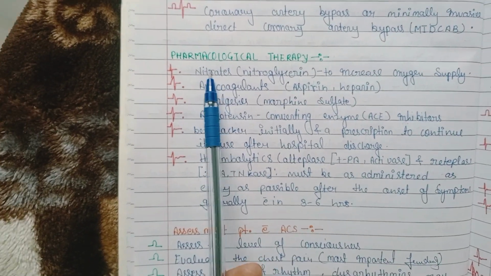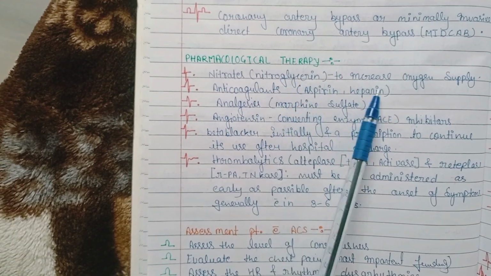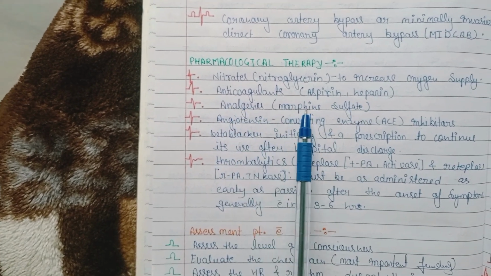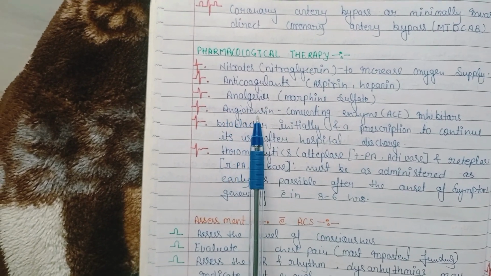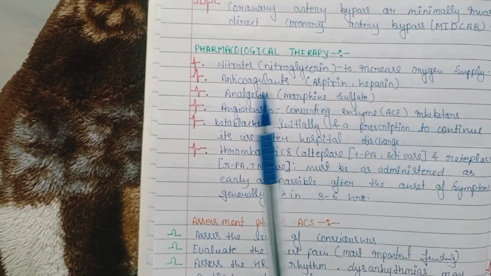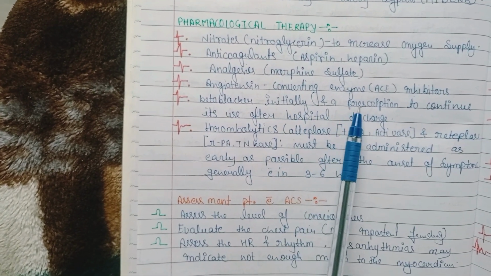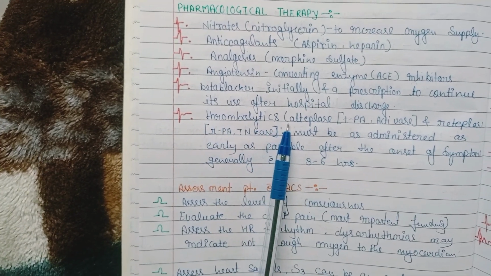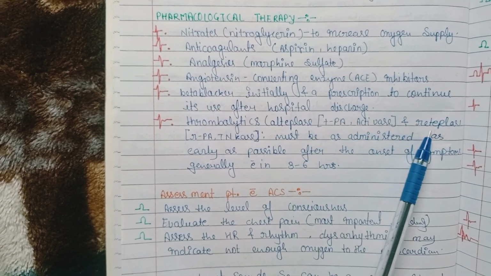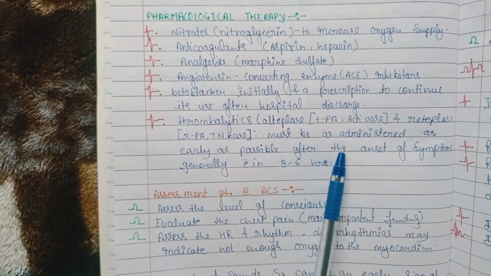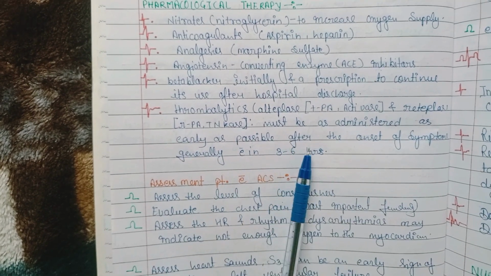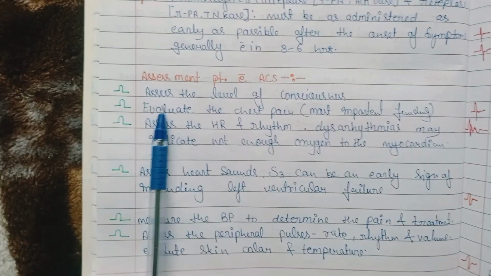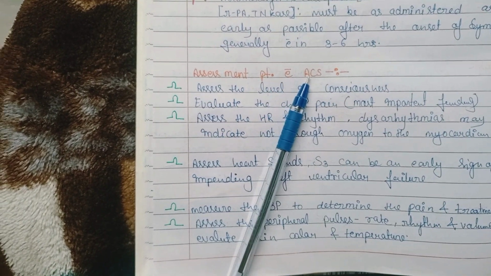Pharmacological therapy includes nitrates, nitroglycerin to increase oxygen supply, anticoagulants, aspirin, heparin, analgesic morphine sulfate, angiotensin converting enzyme inhibitors, and beta blockers initially, with a prescription to continue their use after hospital discharge. Thrombolytics such as alteplase, Activase, and Retavase must be administered as early as possible after the onset of symptoms, generally within 3 to 6 hours.